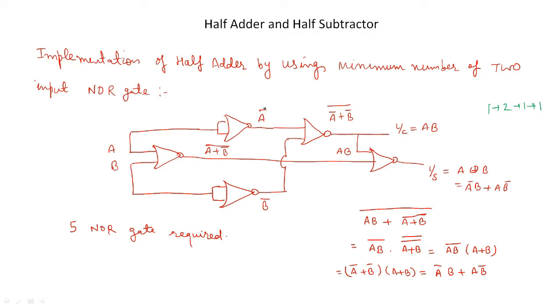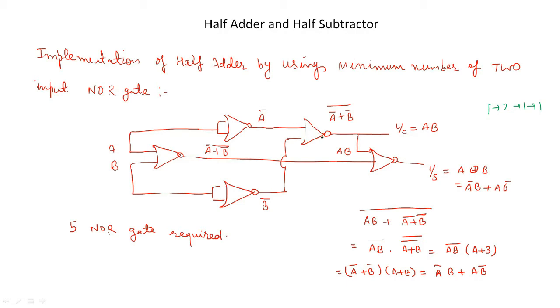So here we will obtain an output that will be equal to A bar, because it is A and it is A, so A plus A will be A, and the NOT of A will give you A bar. Similarly, this is B, this is B, so B plus B will make B, and NOT of it will make it B bar. Two inputs, A bar and B bar, go to this NOR gate.